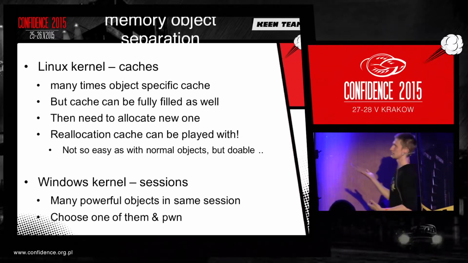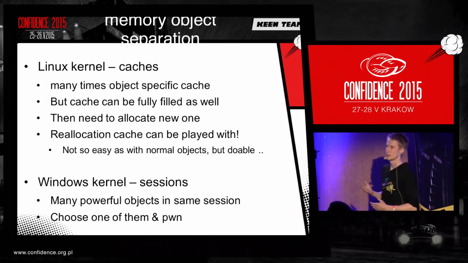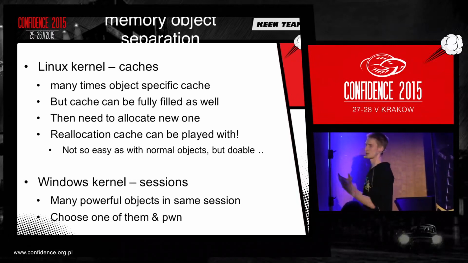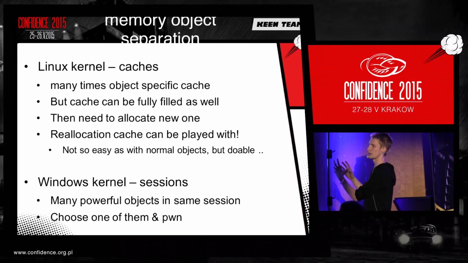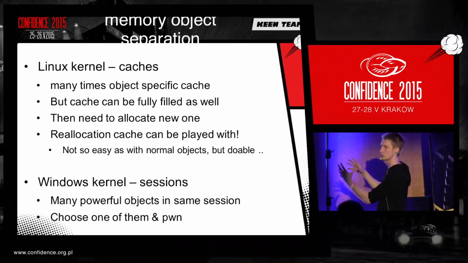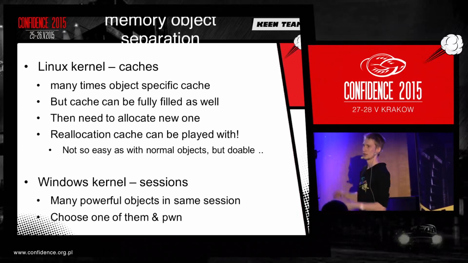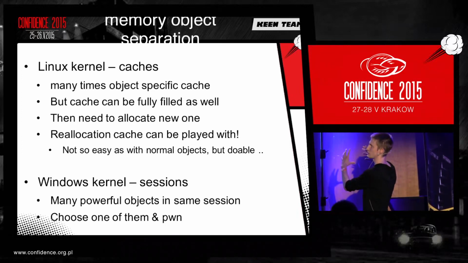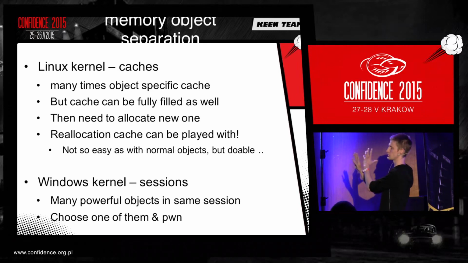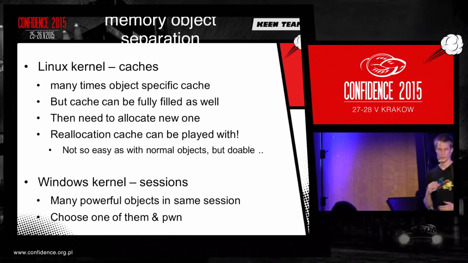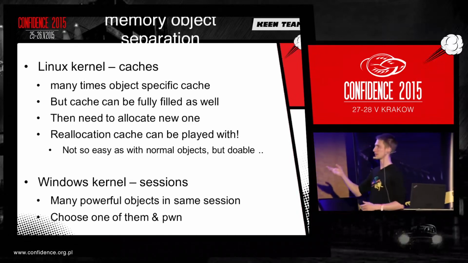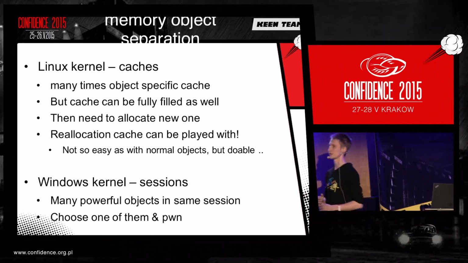But you can also solve this, because the cache is also just a chunk of memory, and when it's full, a new one has to be allocated. That can be your point: you allocate a new kernel cache for this object, and you position it right after the buffer from which you can overflow. So basically, you will overflow into that cache. It can work in this way, but it's really more complicated.